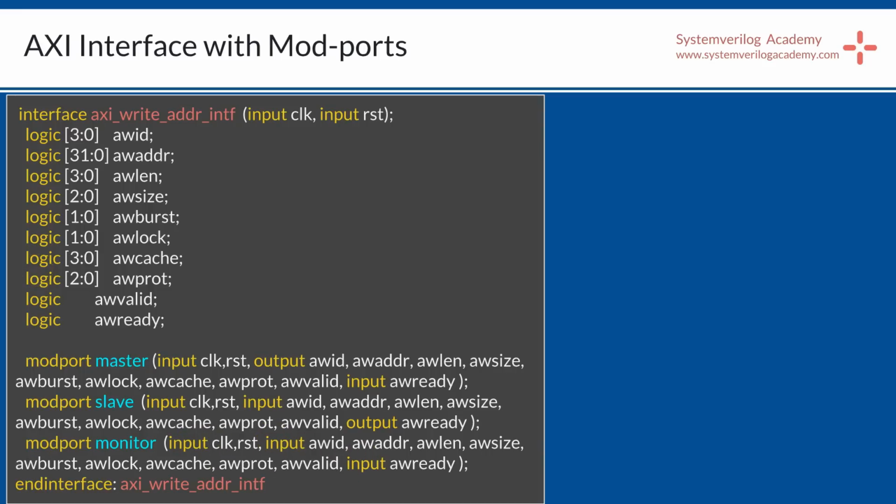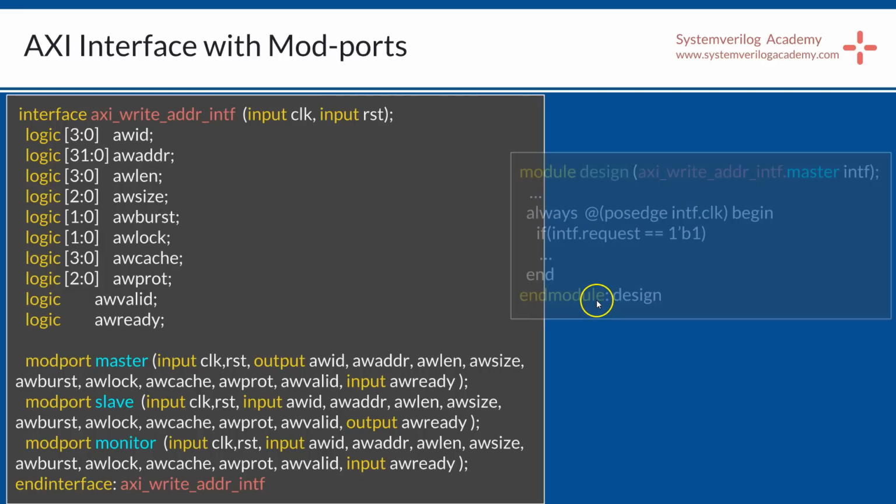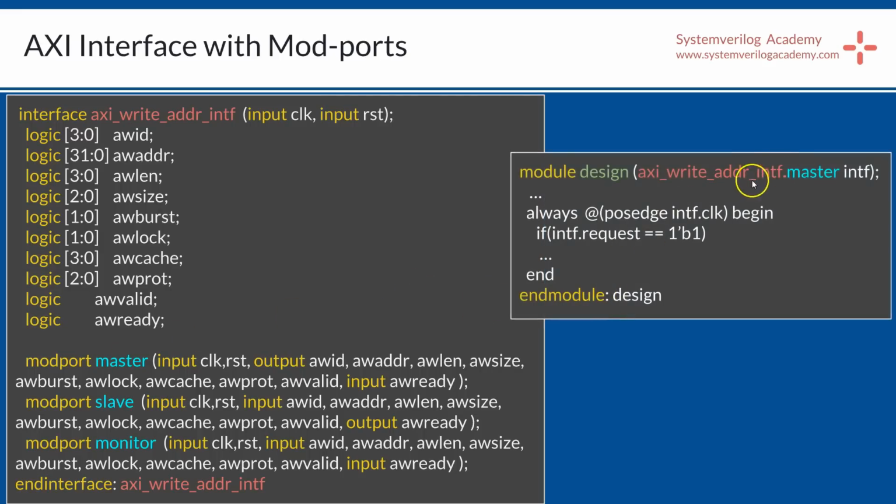To use modports in the module, you need to specify the name of the modport along with the interface name, while defining the module. An example is shown here. In the module named Design, the interface named AXI write ADDRINTF is used with the modport named Master in the argument list. Thus in this module, these signals in the interface will act as specified in the modport named Master.